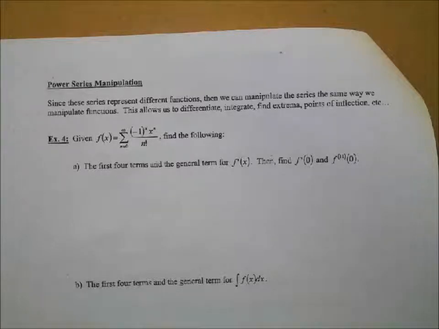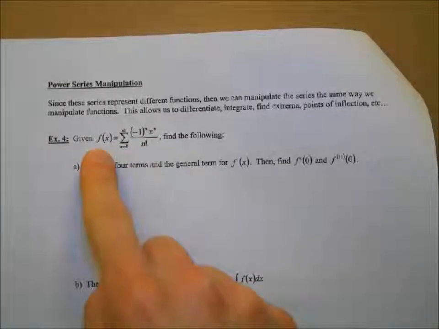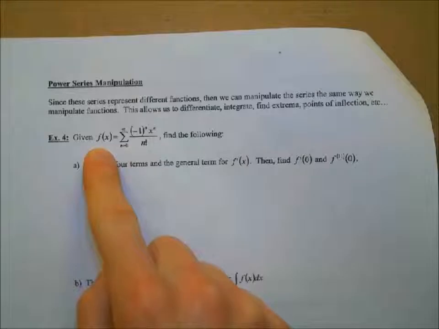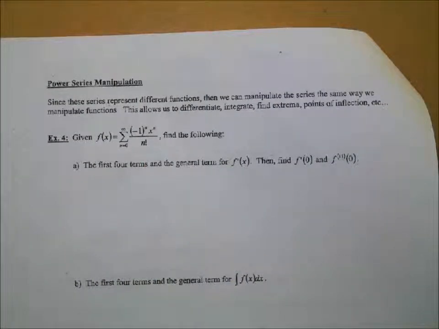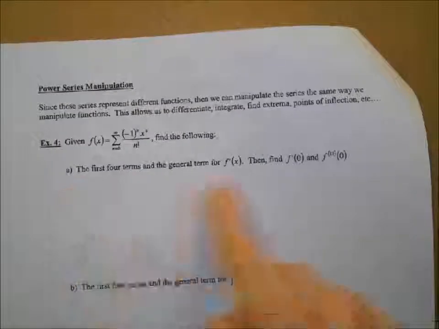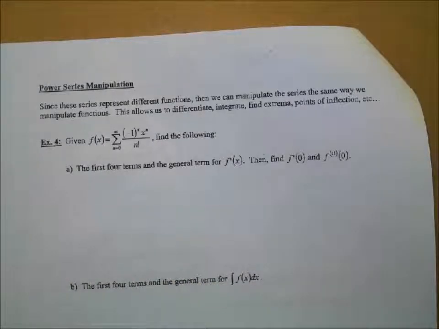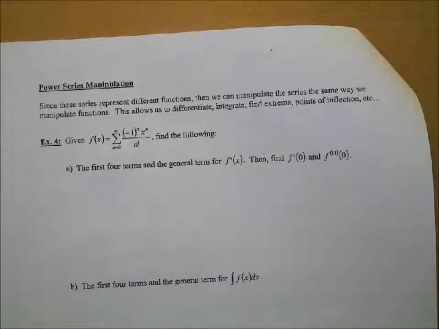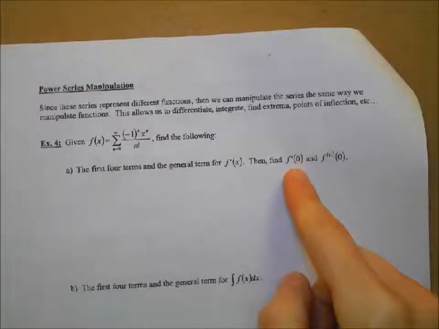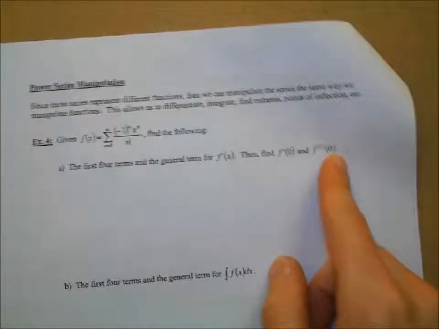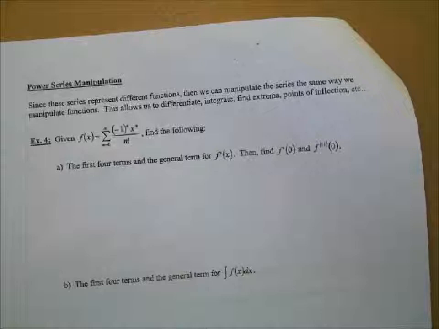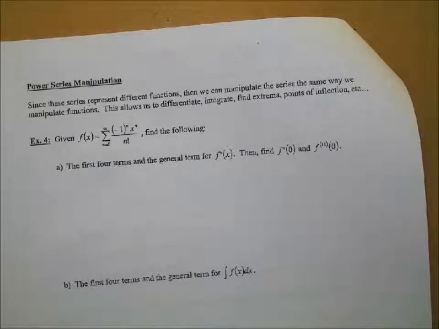So here we've got a power series, a certain function that we don't know, and we're going to say f of x is equal to this particular power series, okay? And then we want to evaluate the following. First, find the first 4 terms and the general term for f prime of x. Then we're going to evaluate f prime of 0, and finally we'll also evaluate the 11th derivative of f at 0 as well. So let's find the first 4 terms and the general term for f prime of x.